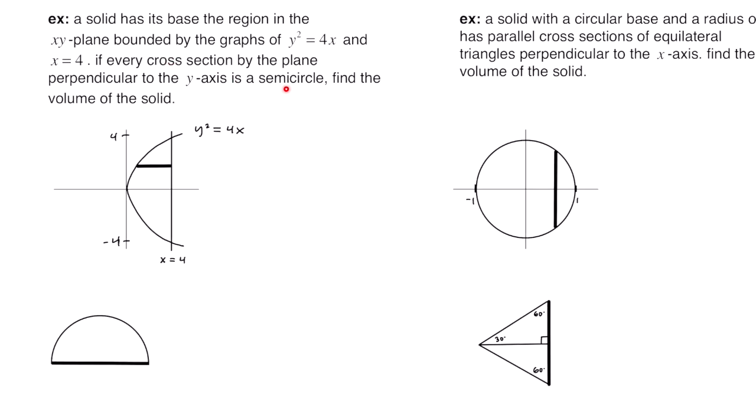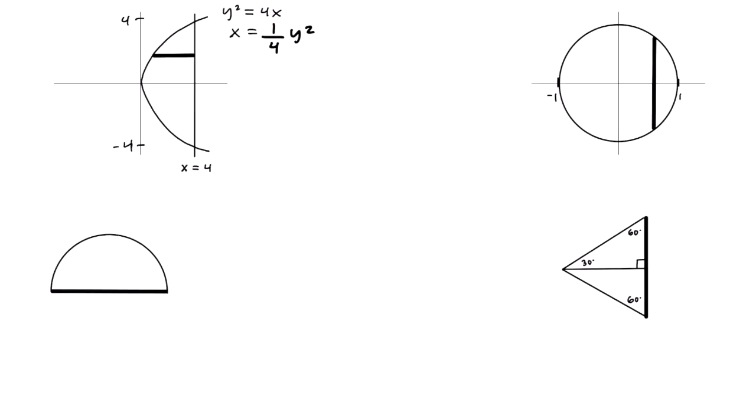The cross-section is a semicircle, so I drew a semicircle here where this line segment in bold corresponds to the diameter of the semicircle. So I rewrote this equation so that it's in x equals form, so we get x is equal to 1/4 y squared. So we can use this expression for the parabola. And to write an expression for this segment, it's going to be x right minus x left. So the x on the right is 4 minus the x on the left is 1/4 y squared. So this is the expression for the diameter of the semicircle.